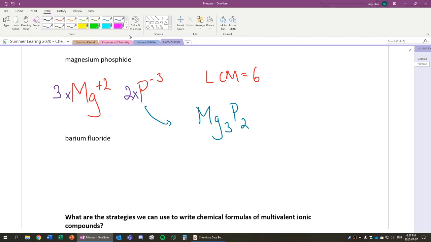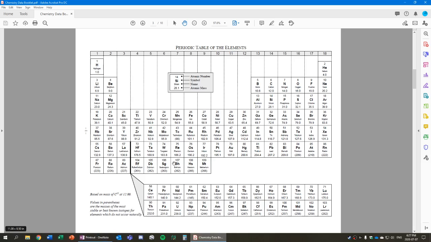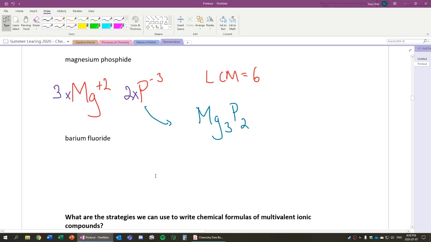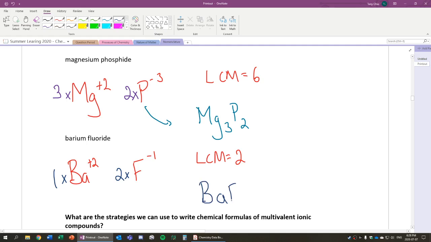Our last example here is barium fluoride. Barium is right here, so barium has a +2 charge. Fluorine is F. It has a -1 charge. So again, the LCM of 2 and 1 is 2. So what we end up with here is we need 1 barium and 2 fluorines. So we end up with BaF2.